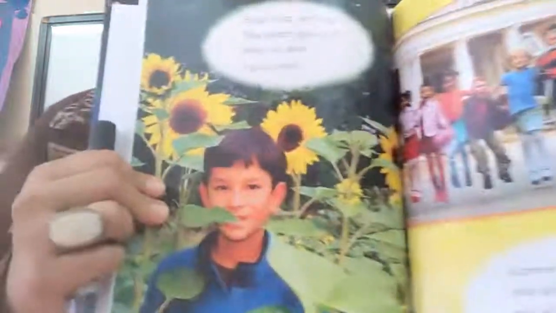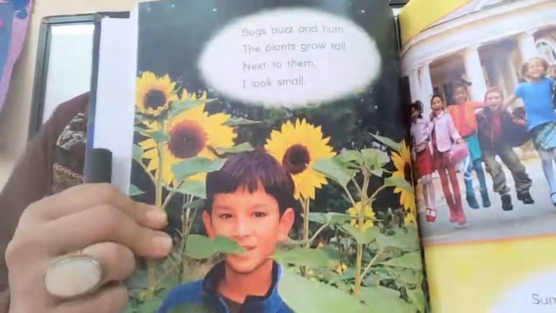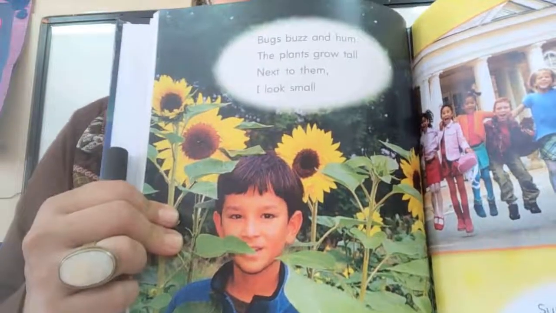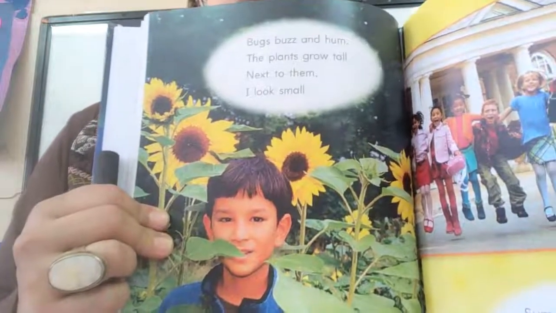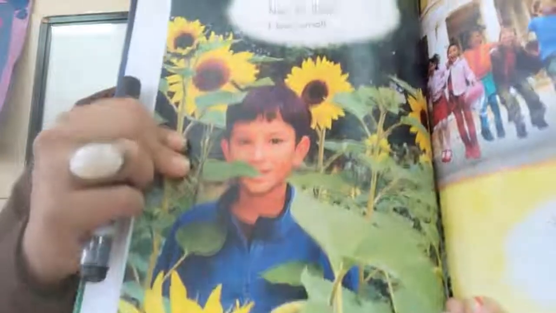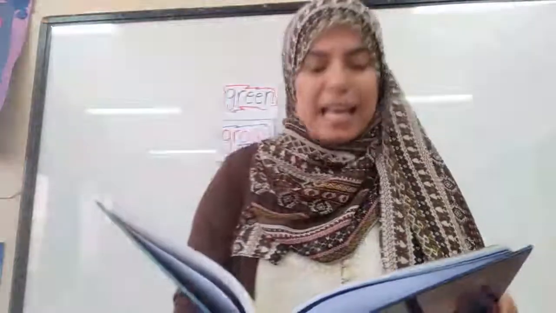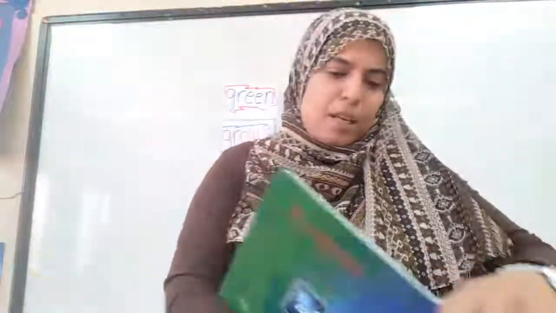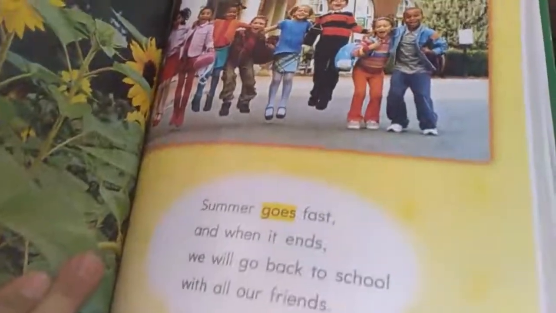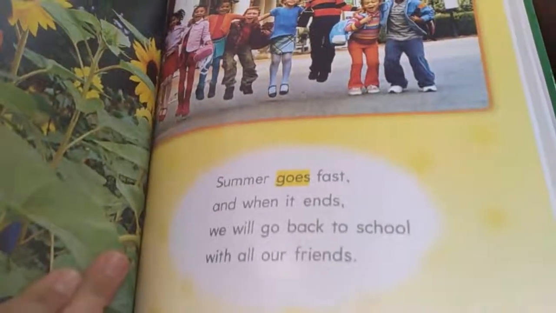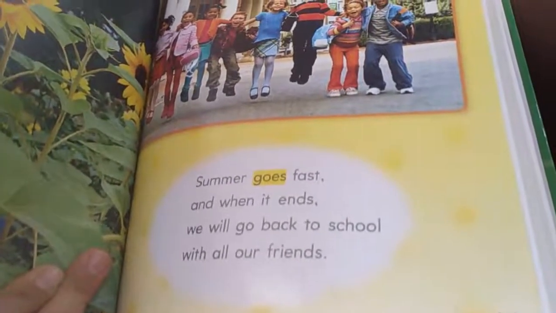Wow. So the plants, some plants, they started to grow. The seeds I put in the land or in the garden in spring, it starts to grow. So some plants are bigger than the boy himself. Okay? And I have also here two rhyming words, tall and small. Then, when summer is finished, in this page, summer goes fast. And when it ends, we will go back to school with all our friends.